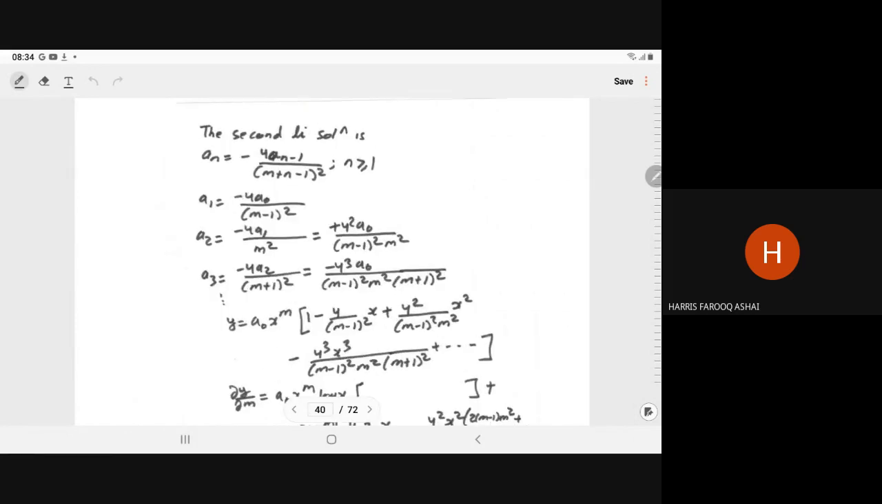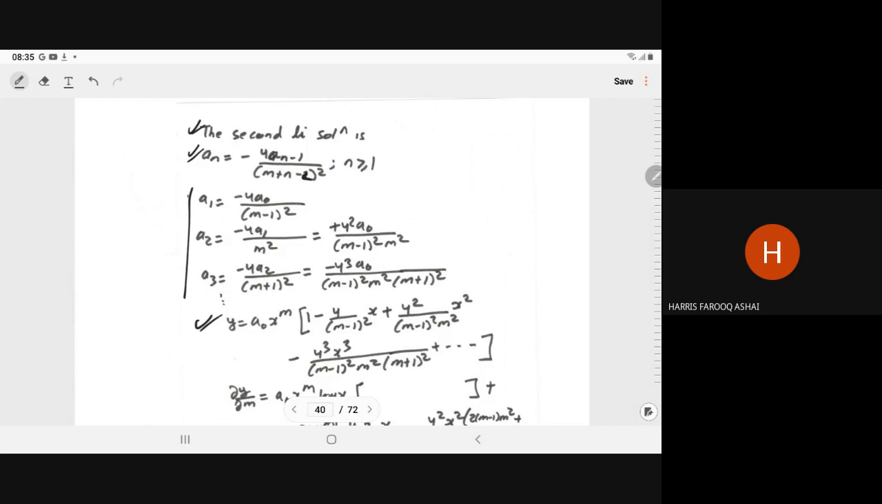Now we have to see the second solution. For the second solution, an is what? Minus 4 an minus 1 upon m plus n. I think it is minus 2, right? And n greater than or equal to 0. Everywhere we have the same thing. So from here we have computed a1, a2, a3. So here we have y in terms of m.